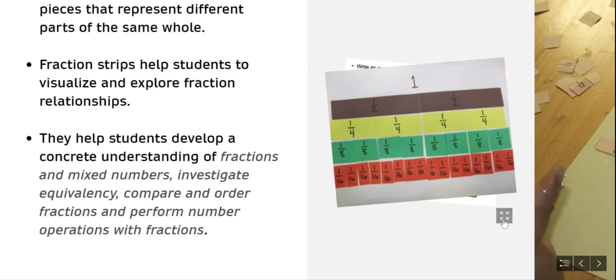To the right of the screen, I've included some images of different fraction strips and towers. And just to note, some resources may call fraction strips towers, but I believe the terms are interchangeable. So a fraction strip and a fraction tower are the same resource in principle.